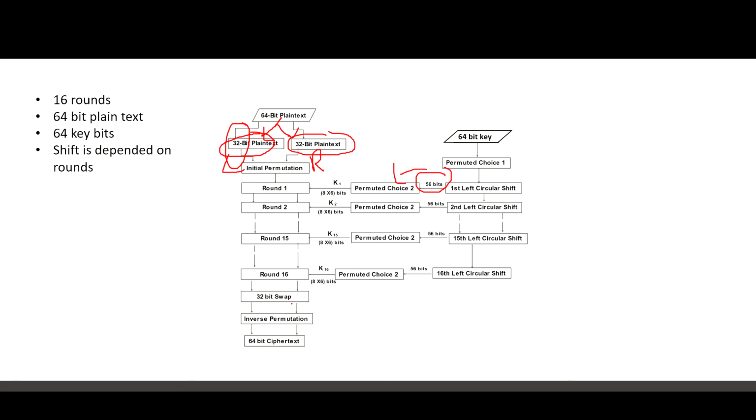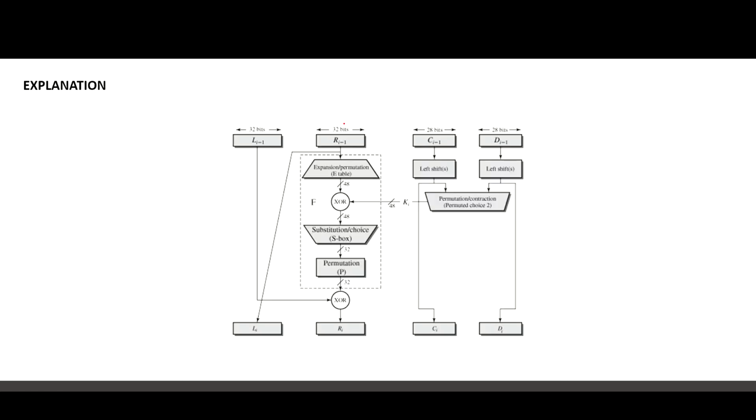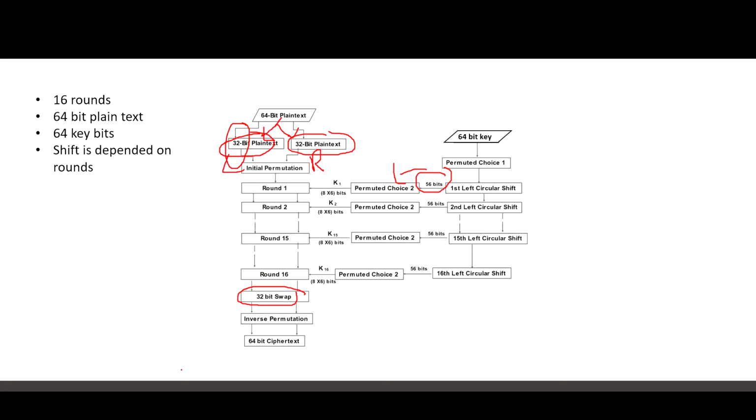Here we can see that after that we have a 32-bit swap. Why are we using the swap? We have to just interchange all the things that we have done, so we use a 32-bit swap. After that, we will have an inverse permutation where we do all the things that we have done in the reverse way. After that, the output will be in the 64-bit ciphertext format. Okay, that's all. So this is all about DES. Thank you for listening.